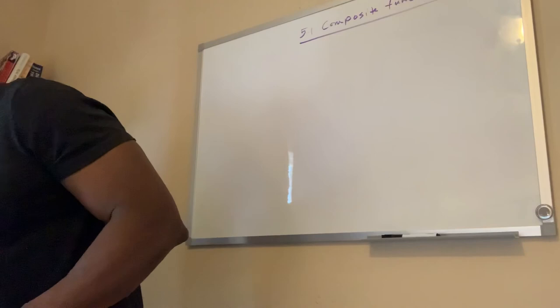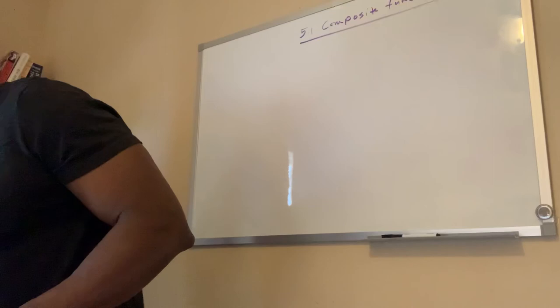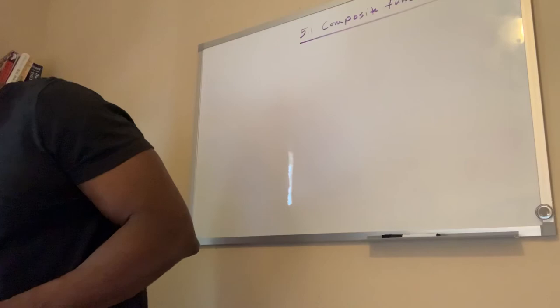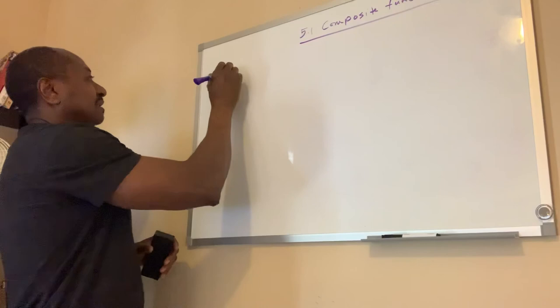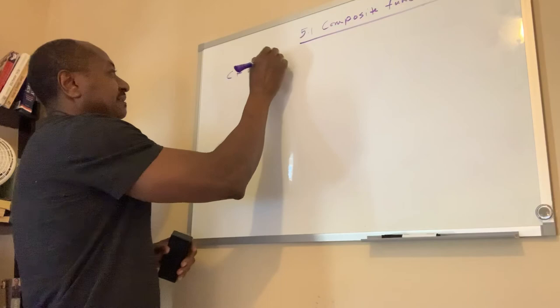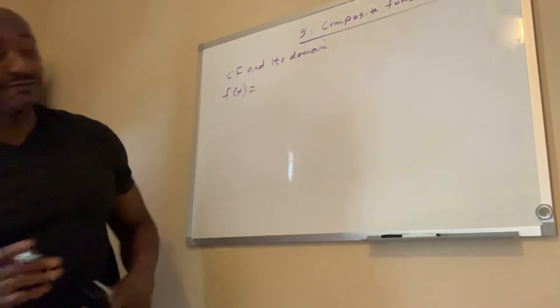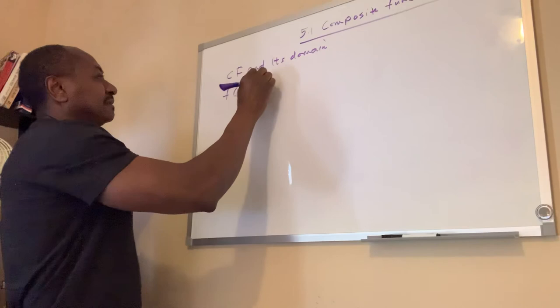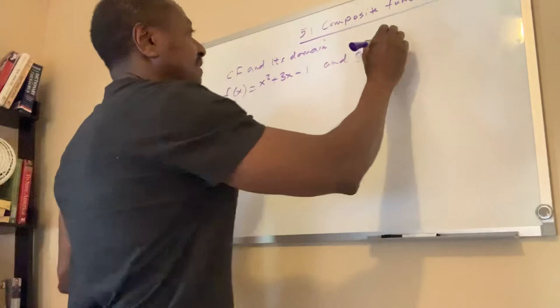Next thing we're going to do is find a composite function and its domain. Assuming that we have the function f of x equals x squared plus 3x minus 1, and we have the function g of x equals 2x plus 3.